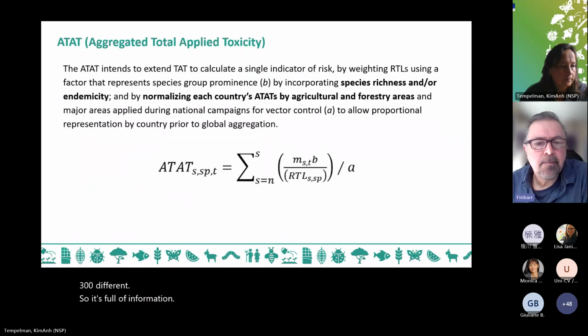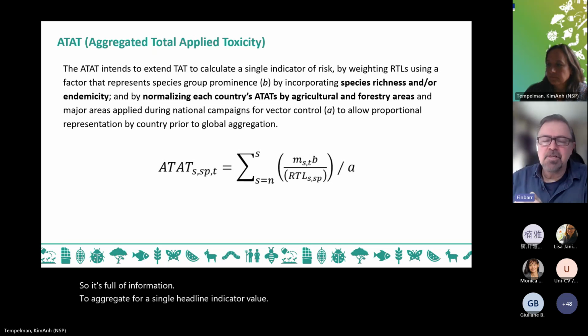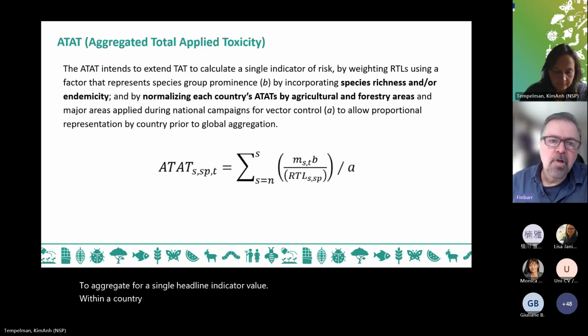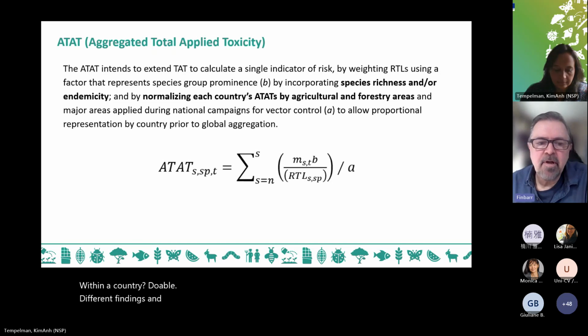Next slide, Kim. The problem we have with that is when you try to aggregate it for a single headline indicator value. To look within a country is quite doable, but when you have a whole lot of different countries with different information and different climates and different species richness, etc., you start to incorporate some problems to be able to add things up.